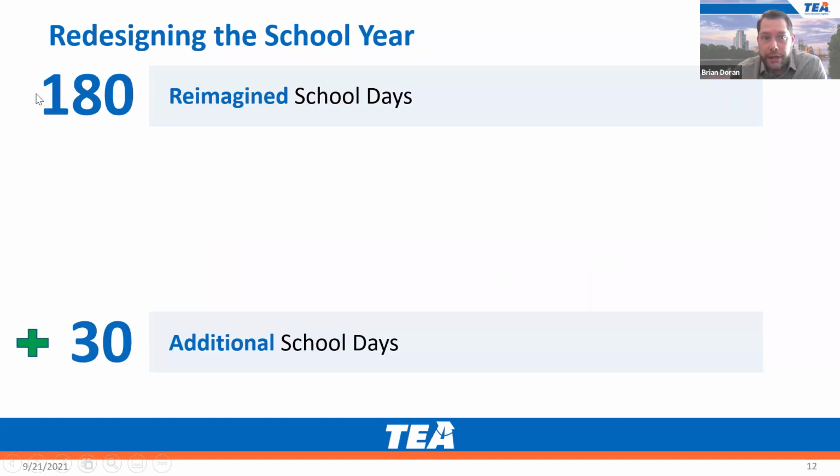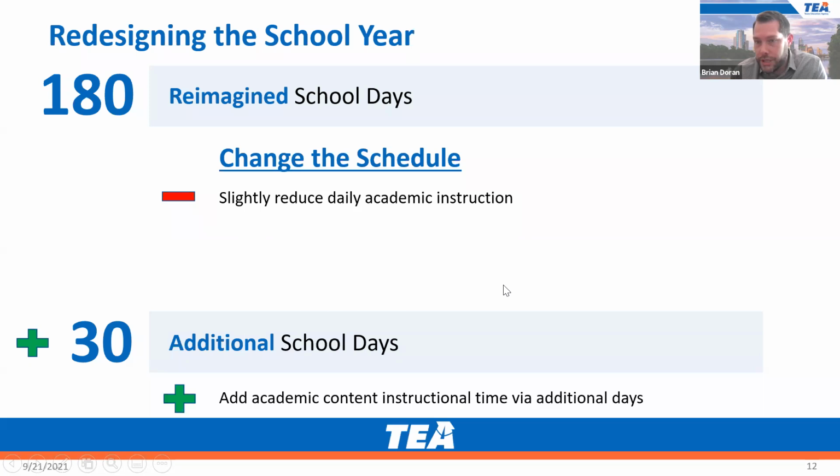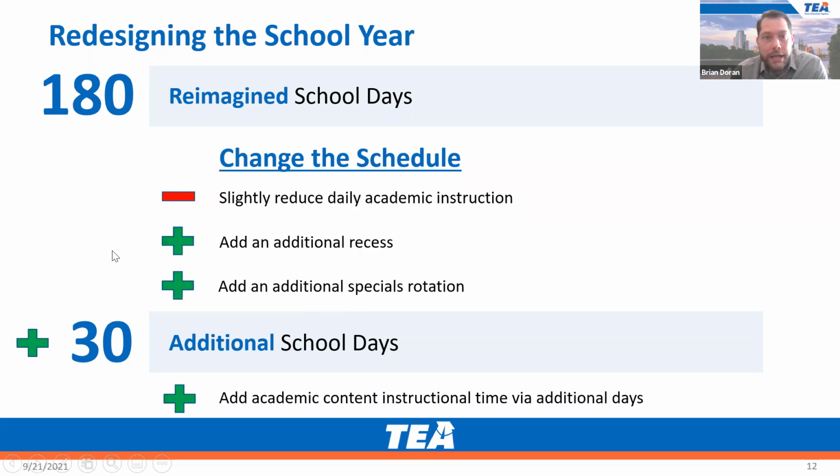And to do that, we're going to take 180 reimagined school days, and we're going to add 30 additional school days to those 180. This will get us to 210 total. We're going to then change the schedule in each day by slightly reducing the daily academic instruction. We'll add that back through the additional school days that we're adding on. And then each day we'll be able to add, for example, an additional recess and an additional specialist rotation.